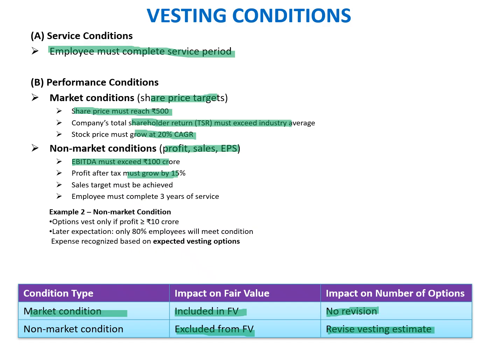So we have illustrated this with the help of an example here. If it is a non-market condition, let's say options vest only if profit exceeds 10 crore. Later, expectations are that only 80% of employees will meet this condition. Expense is recognized based on the expected vesting of options. So our accounting is going to happen on the basis of 80% of the total vesting amount that is going to get accounted for.